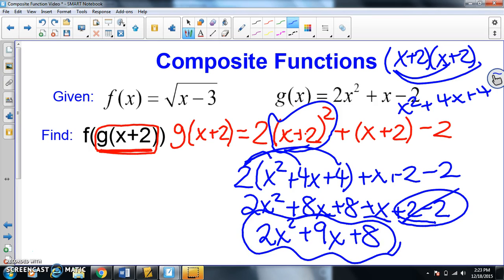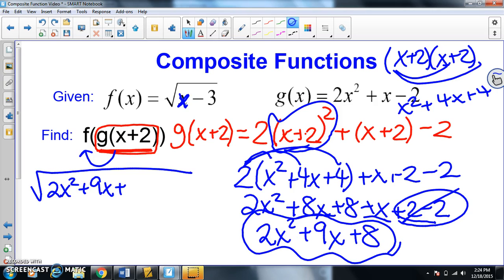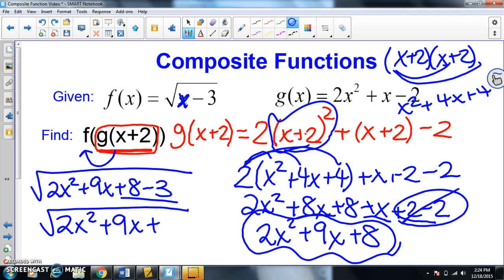I now need to take this g and plug that into my outside function, which is f. So instead of this x, I'm going to plug in g of x plus 2. So the square root of 2x squared plus 9x plus 8 minus 3. And the only thing I can simplify is the plus 8 minus 3. So my final answer is 2x squared plus 9x plus 5.